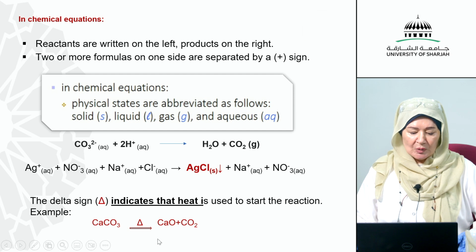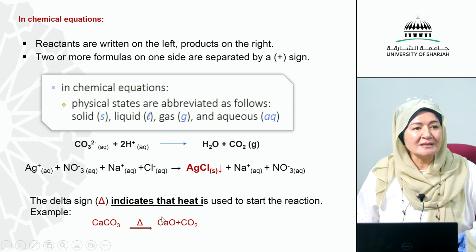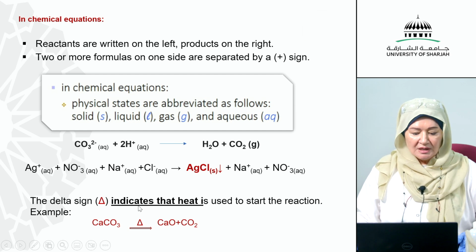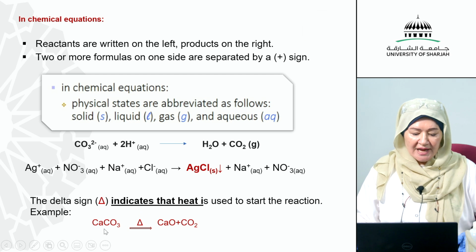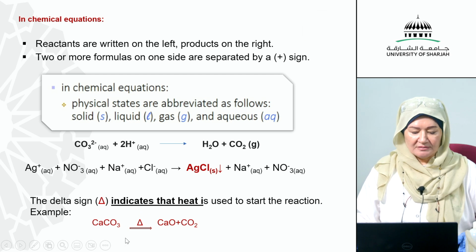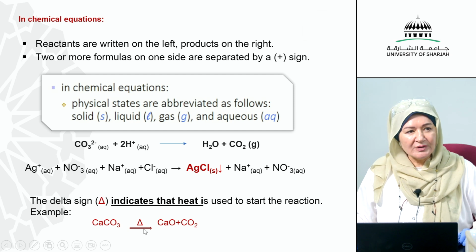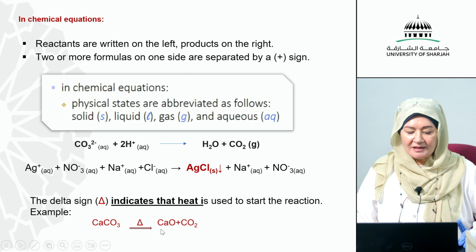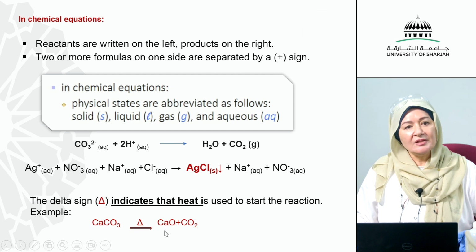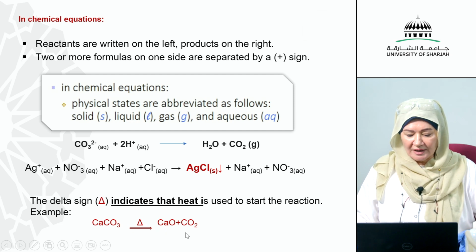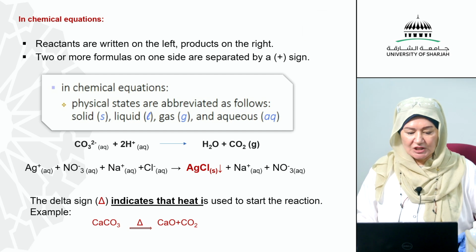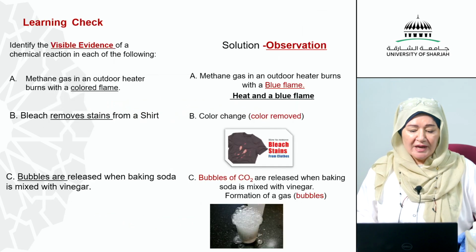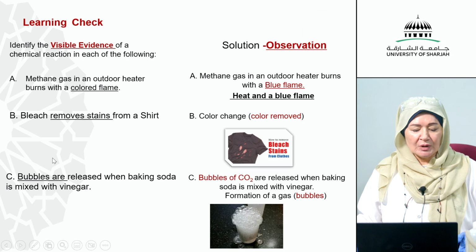There is also, for example, if I heat the reactant, here calcium carbonate. The sign for heat is delta. We just put delta. And I get the product in the form of calcium oxide plus carbon dioxide, which is CO2. Here I have other examples for you.